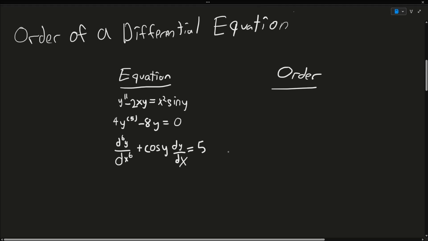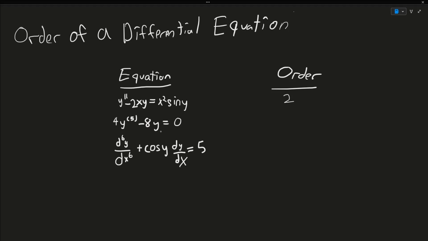Now let's talk about how we can classify differential equations by order. The first thing we want to do when we're classifying is to find which order this differential equation is. Let's start with an example. We have a differential equation y double prime minus 2xy equals x squared sine y. We know that the highest derivative of this equation is 2, the second derivative. We are taking the second derivative, y prime y. So this would mean this differential equation's order is 2.